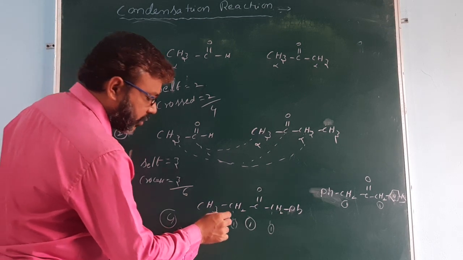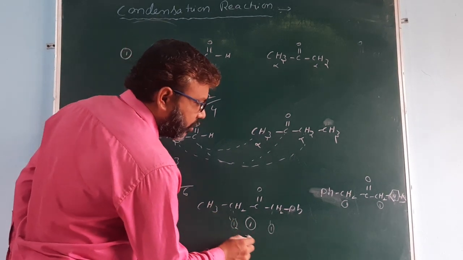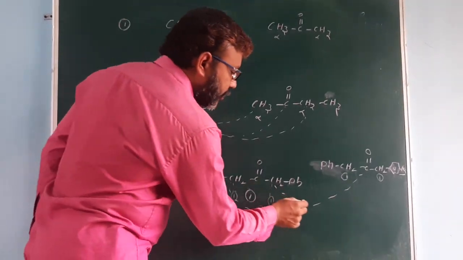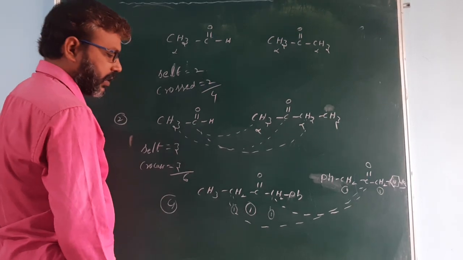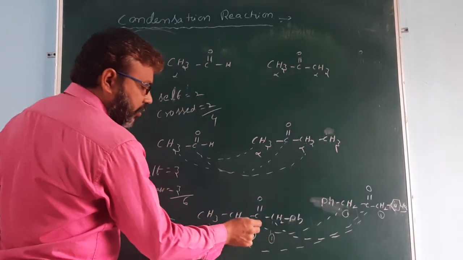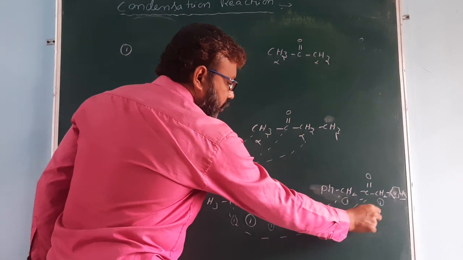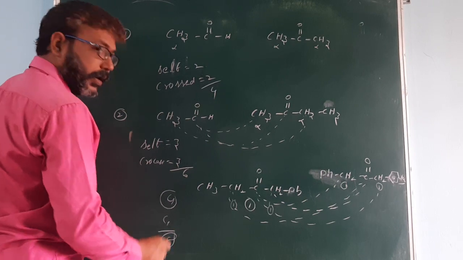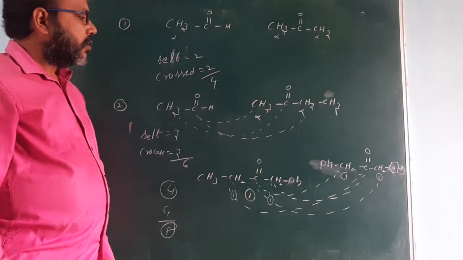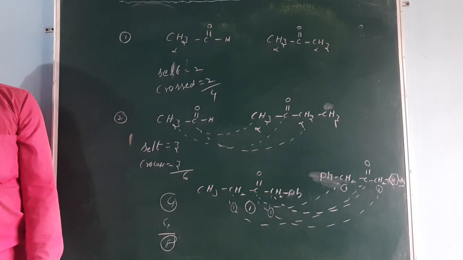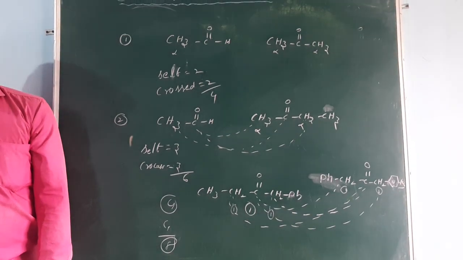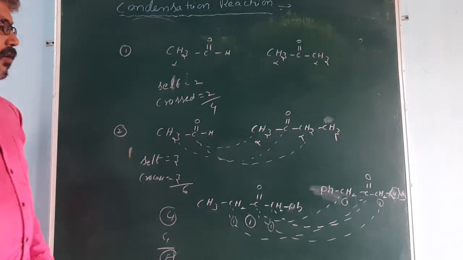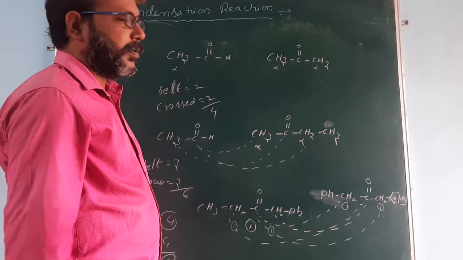Now crossed aldol condensation: this is an alpha hydrogen, and it undergoes condensation with this one, giving one product. This undergoes condensation with this one, giving another product. This carbon also undergoes condensation. So the total crossed products are 4, and the total number of products is 8. So in aldol condensation, the maximum number of products possible is 8.